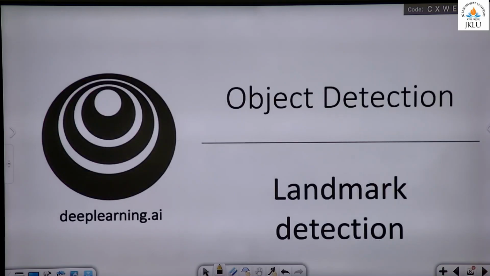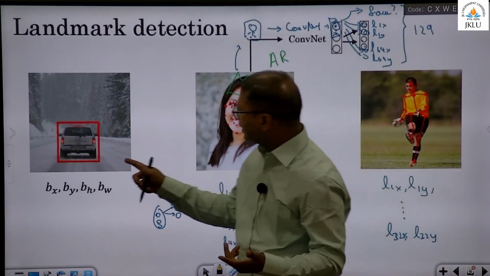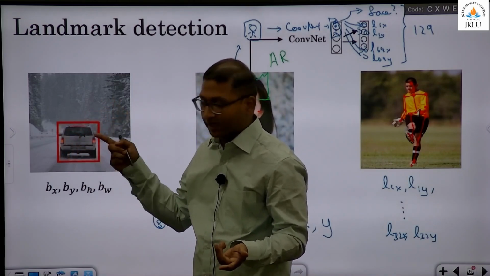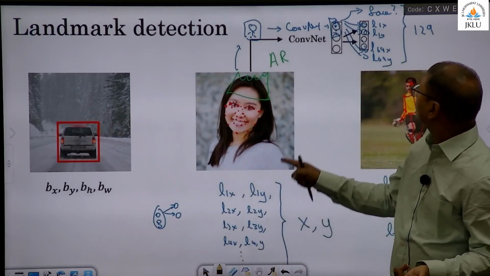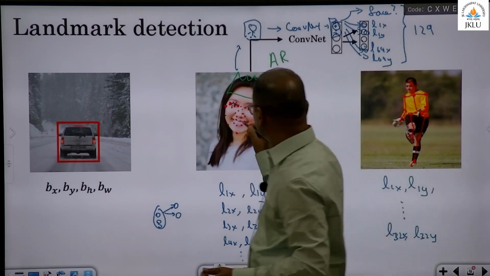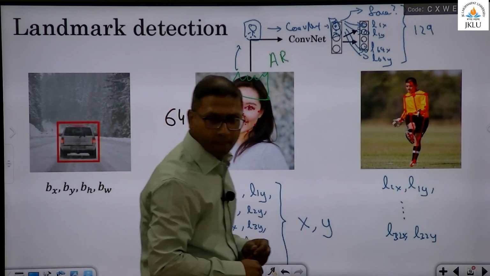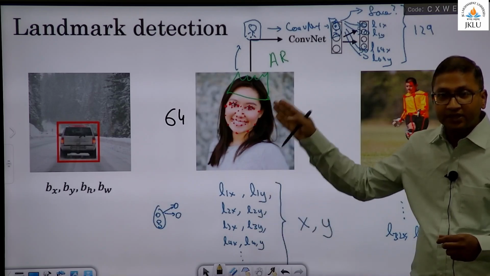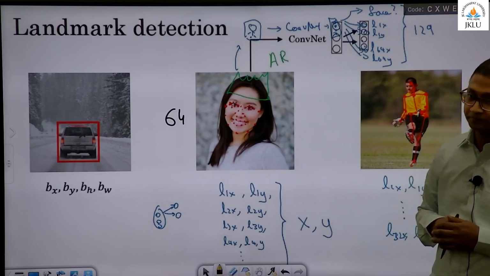So now we talk about landmark detection. Now similarly, like you had a bounding box here, for faces you will have a lot more. If I am not mistaken, how many do you have for faces? So you have 64 landmarks. Okay. Labeling this is going to be a tedious task again.